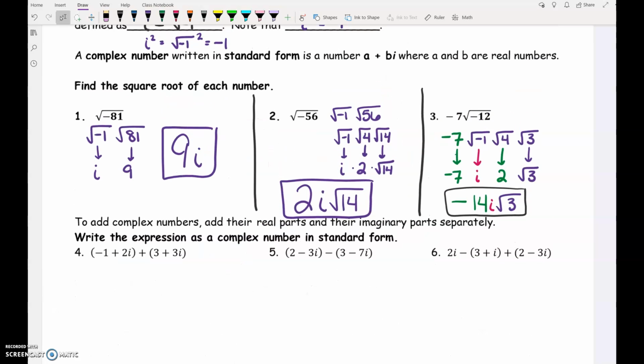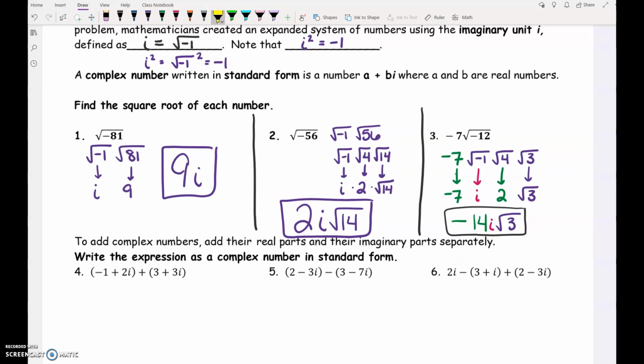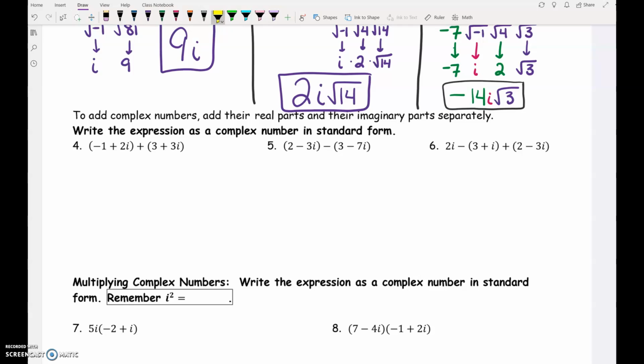Complex numbers. If you look towards the top of the page, it says a complex number written in standard form is a number a plus bi. You always put the real part first and whatever is with the imaginary part last. So number 4, if it's addition, the parentheses really don't matter. The parentheses are just saying, here's our first complex number, negative 1 plus 2i, and here's our other complex number, 3 plus 3i. Add those two complex numbers together.